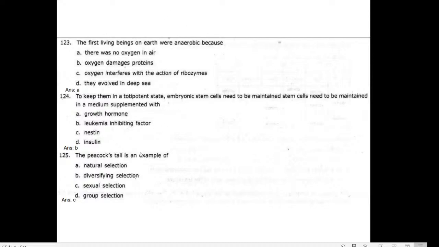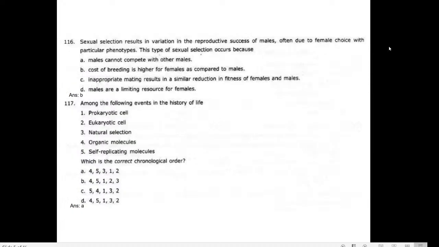And then the next concept: the peacock tail is an example for sexual selection. Here they mentioned the peacock tail. Female peacocks don't have tails, but the male has the tail. Then, in sexual selection, the result is a variation in the reproductive success of males. This is often due to female choice with a particular phenotype.